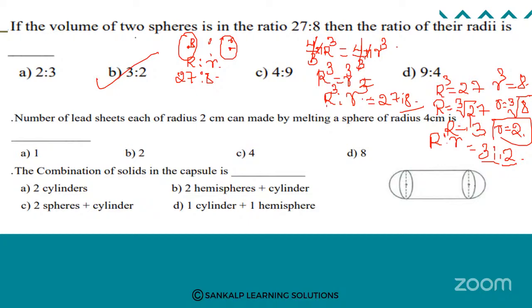Now, the number of lead sheets, each of radius 2 centimeter, that can be made by melting a sphere of radius 4 centimeter is asked. So one lead sheet is there. The number of lead sheets, each of radius 2 centimeter, can be made by melting a sphere of radius 4 centimeter.